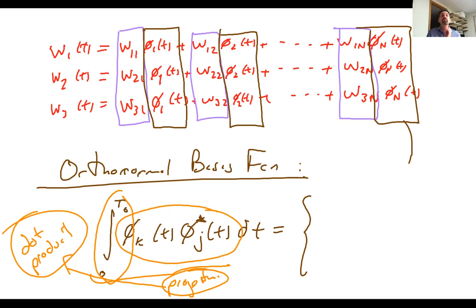So what we're doing is we're trying to see how similar, how much correlation exists between phi k of t and phi j complex conjugate t. If they're orthogonal to each other, what does that mean? They don't project. So when k and j are not equal, it should be zero.